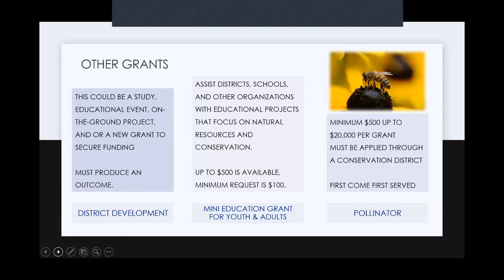And for all of my grants, I'm not going to talk about the pollinator, but all of these grants, the 223, the district development, and the mini grants, they all have deadlines, and they are on our website right now. The deadlines every year will be mid-July, mid-October, mid-January, mid-April.